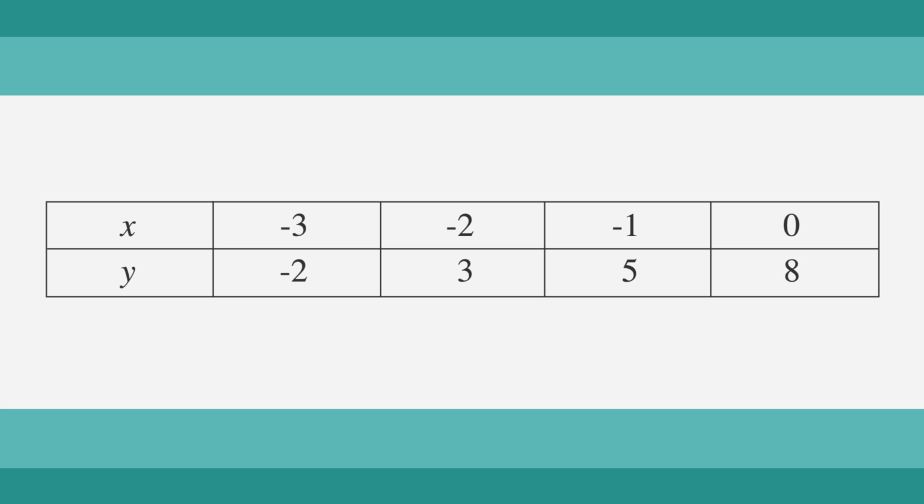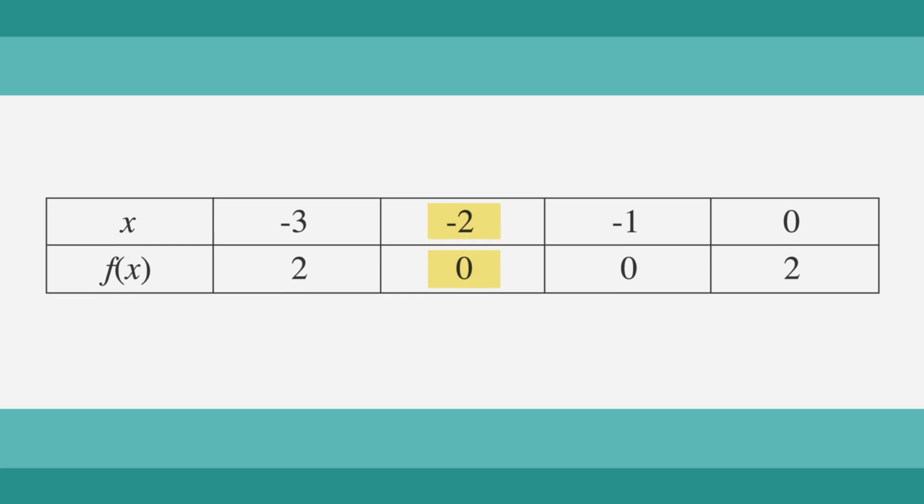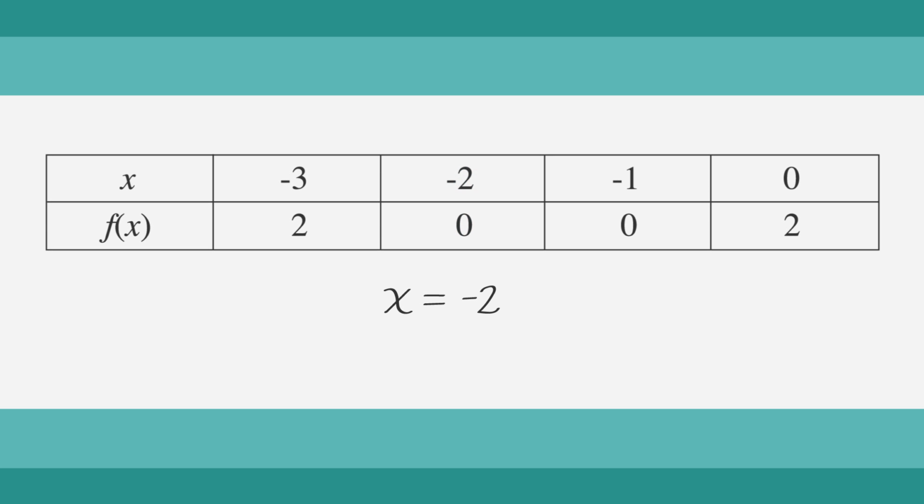Charts of functions on the SAT might also be expressed horizontally, with rows labeled as x and y. Just as with vertical charts, these function charts may also express x and f of x. For example, in this chart, the coordinate point of -2, 0 is given. The chart is saying that when x is -2, f of x is 0.